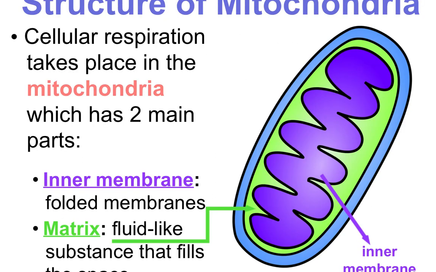So where does cellular respiration take place? If you remember, the mitochondria has really 3 basic parts, but the 2 major parts are this inner membrane, and then on the outside of the membrane is this fluid-like stuff. We call that the matrix. And cellular respiration takes place in the mitochondria. And it takes place in the presence of oxygen, which is why most cellular respiration is aerobic.